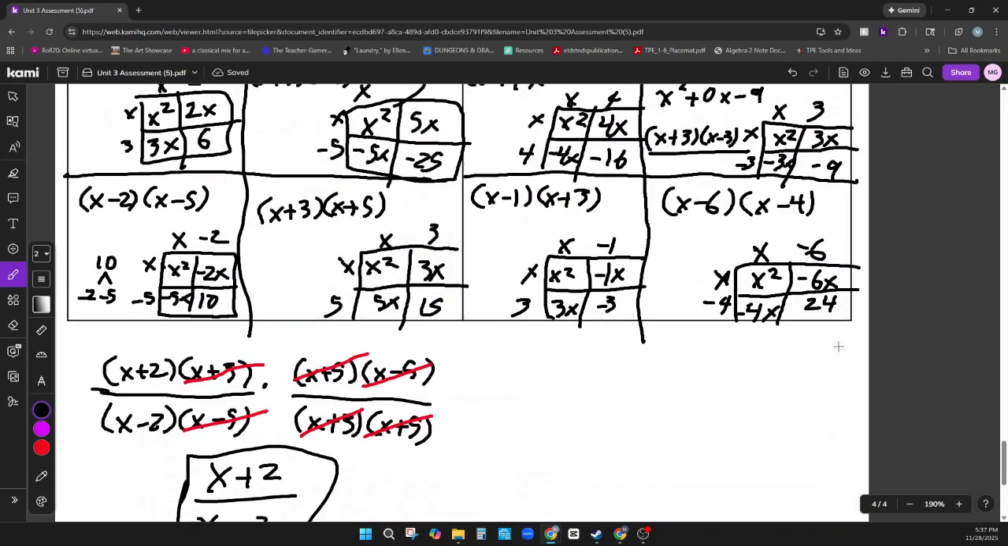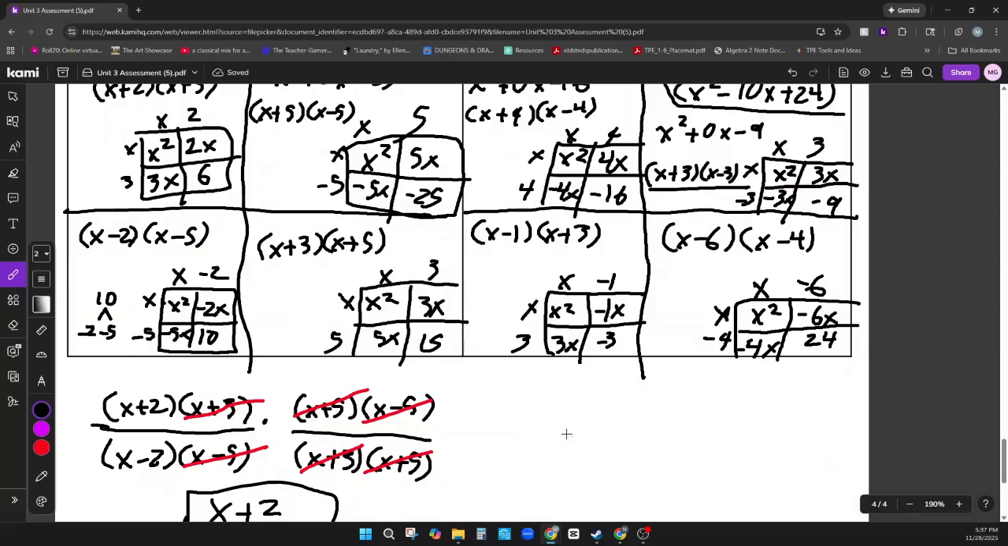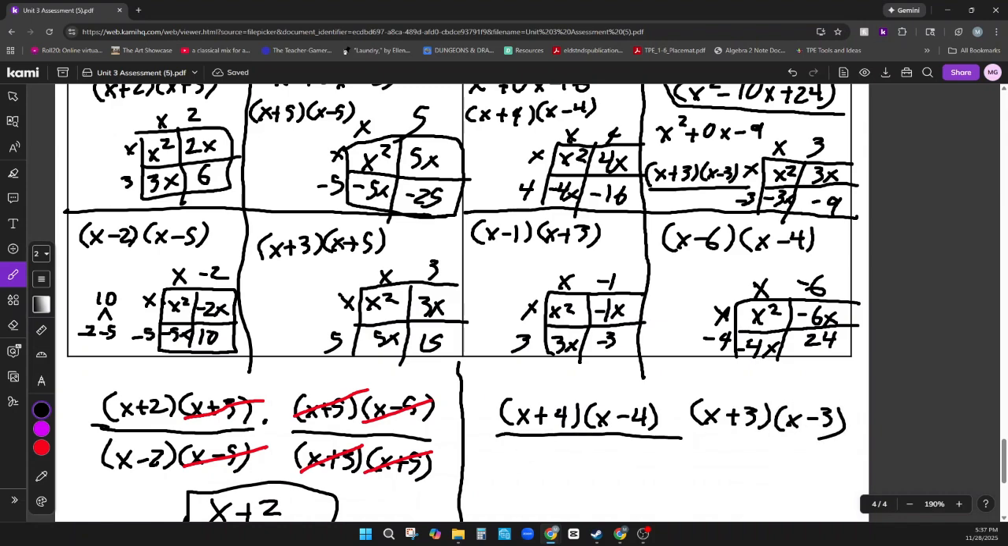So from here, again, all I need to do is rewrite this, put it all together. So let's separate our two problems. It's going to give me x plus 4, x minus 4. That's going to give me x plus 3, x minus 3. That's going to give me x minus 1, x plus 3. And that's going to give me x minus 6, x minus 4.